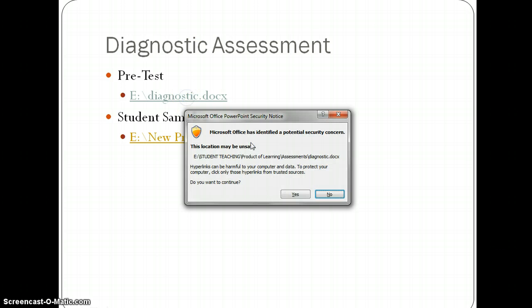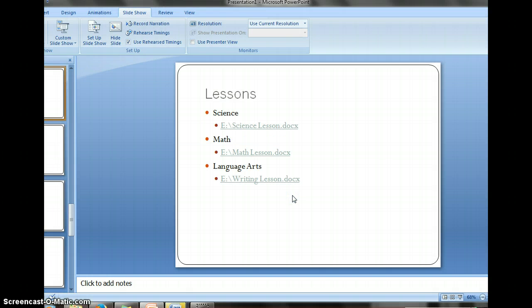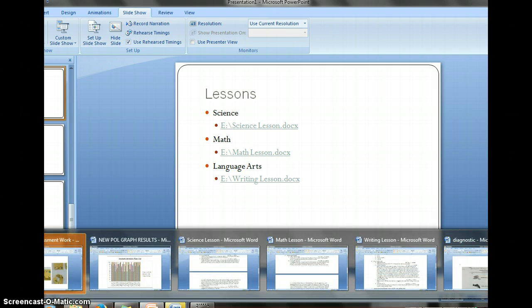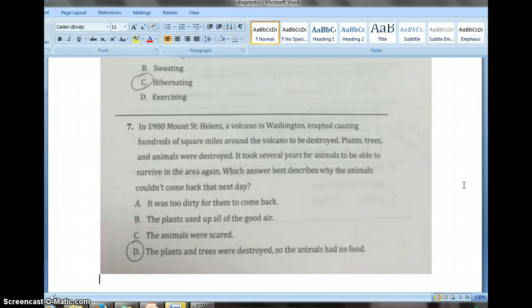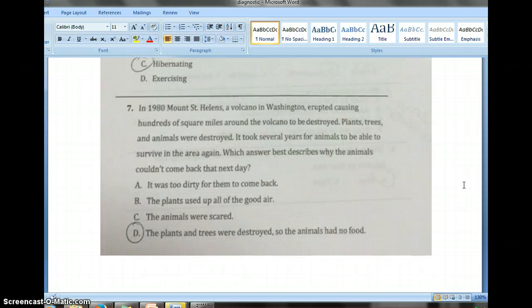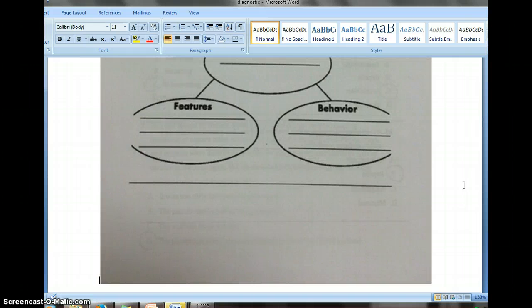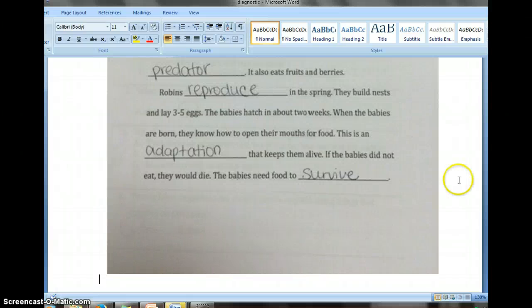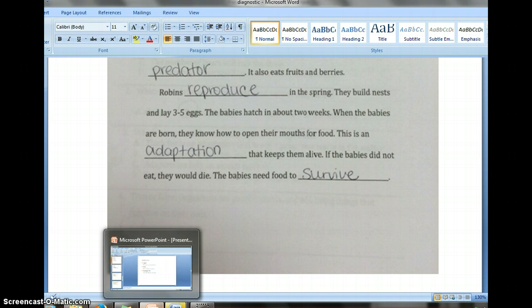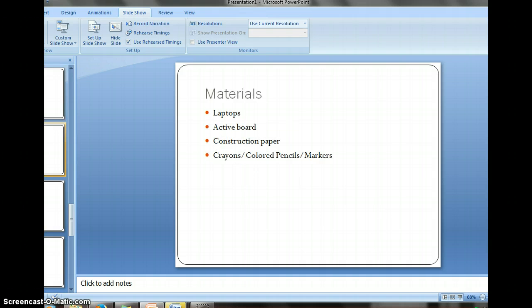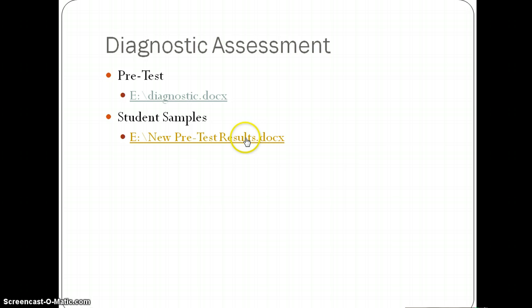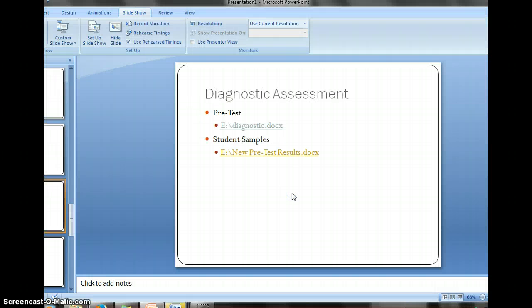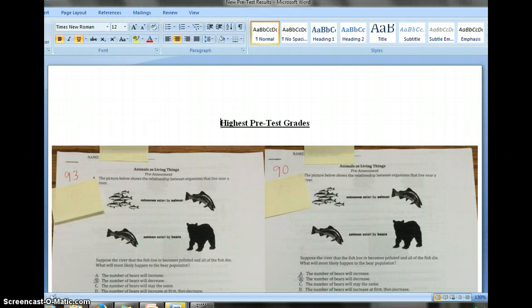The students' pretest was made up of multiple choice questions, short answer questions, and fill in the blank questions. I had my students who I thought would do well do well on it, and then I had students that I knew wouldn't do as well, and they didn't.